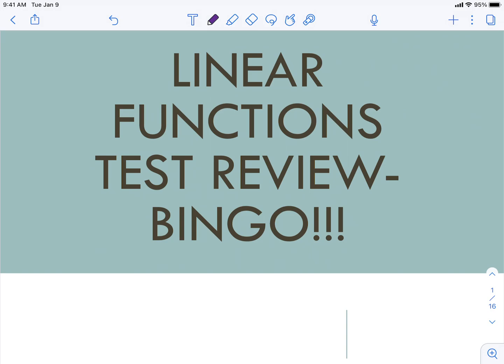How you should use this video: pause the video when you see the question, try it on your own, and then unpause when you're ready to see the answer.